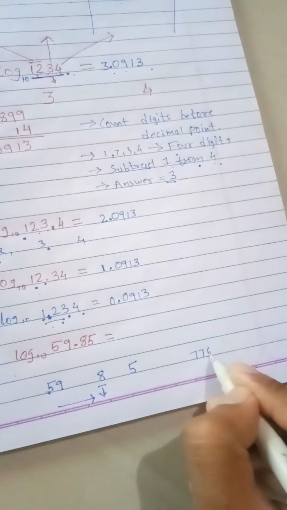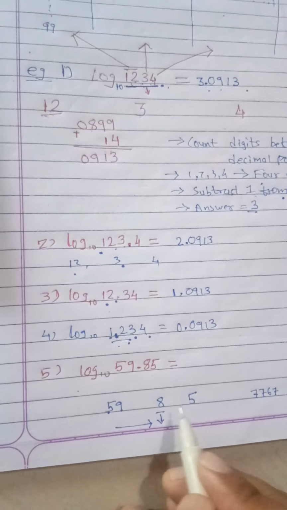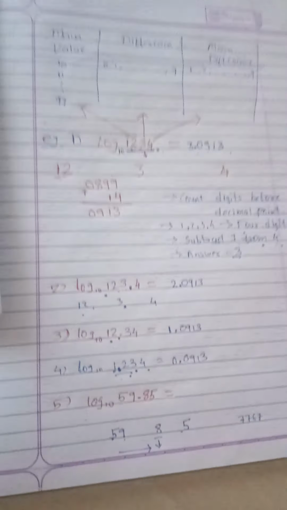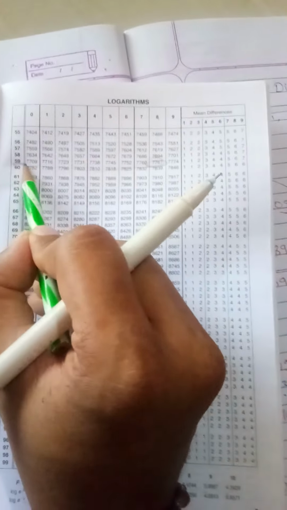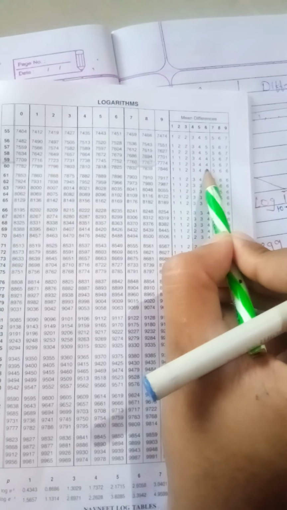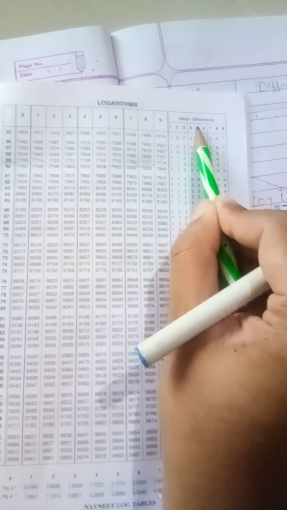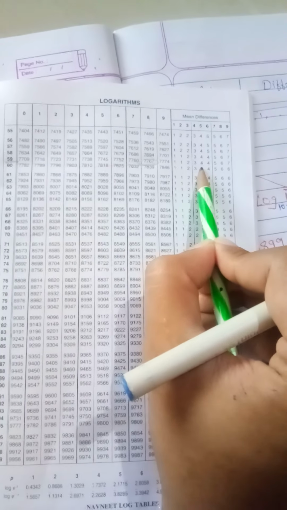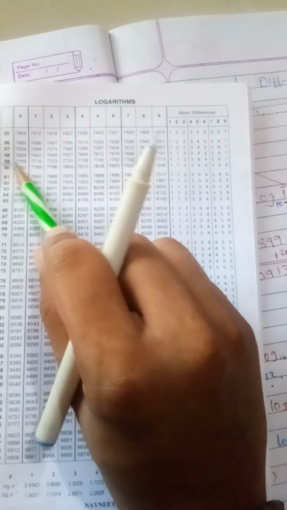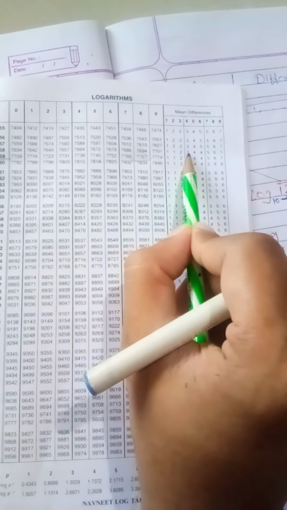So write here 7767. You don't have to write this, you just write it in rough work. Okay, mean difference 5, number 59. 59, mean difference 5. 5 column, 59 row, and the number is 4. You can see this number.